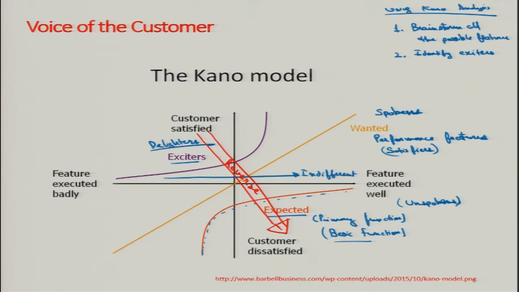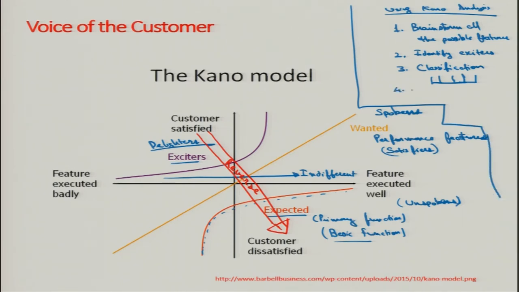Okay. Now, they put the features in the bins. Next step is they put the features in the bins. Classification. Okay. These are the bins. They put, okay, these are exciters, these are satisfiers, these are the primary function or expected one or unspokens. Now, as we did in value engineering, we said that we can eliminate the unnecessary functions. Similarly, we can cut out the indifferent features.